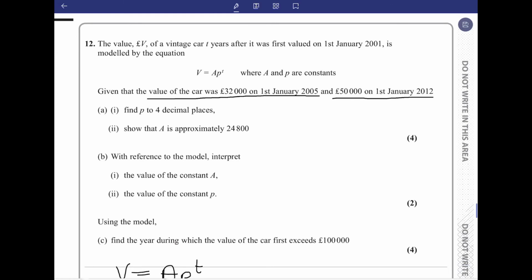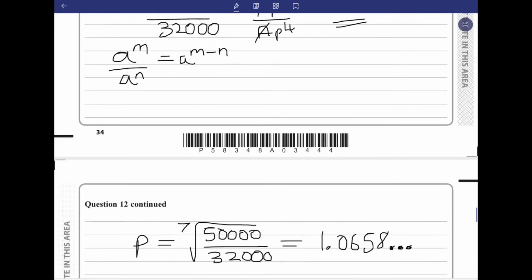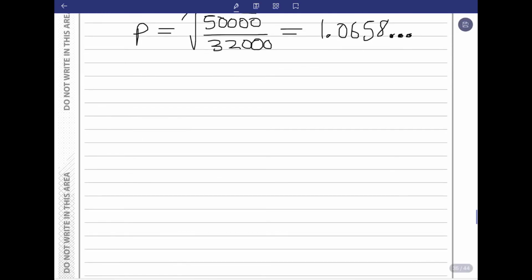Now, show that A is approximately 24,800. So we now have our equation V, this is I believe, equals A times this 1.0658 to the T.